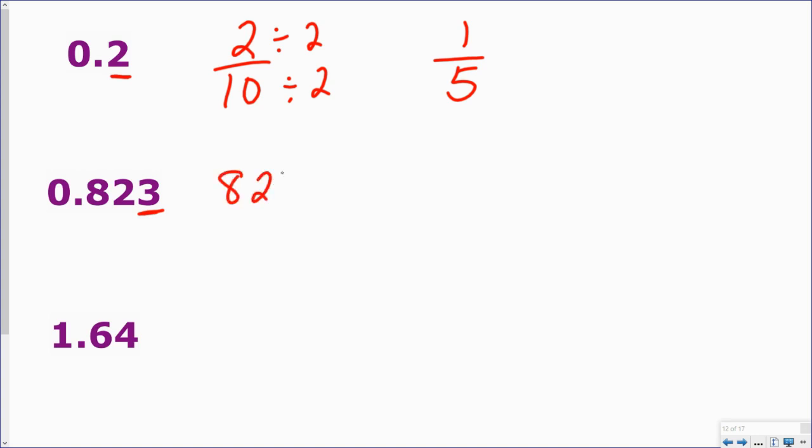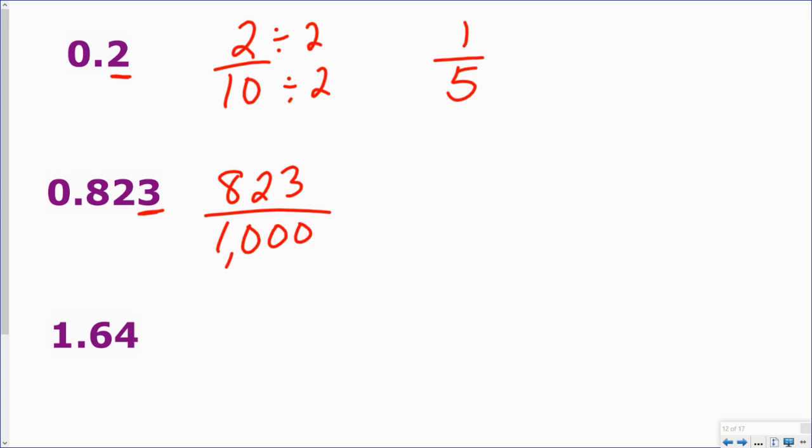So these three decimals, again, one number after the decimal. So that's tenths. So that would be 2/10. And I can reduce that down by dividing both of these by 2. And that gives me 1/5. Here I have three numbers after the decimal. And so the 3 is in the thousandths place. And so again, I would have 823 over 1000. And I can't reduce that down anymore.